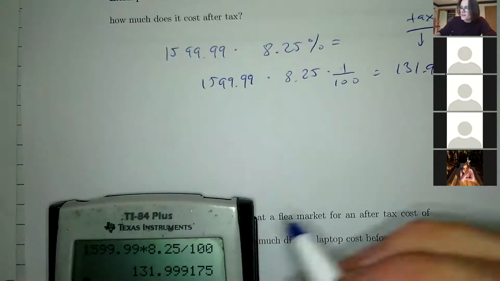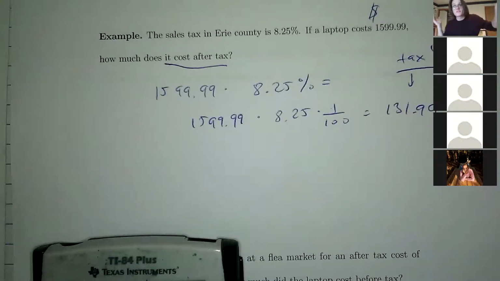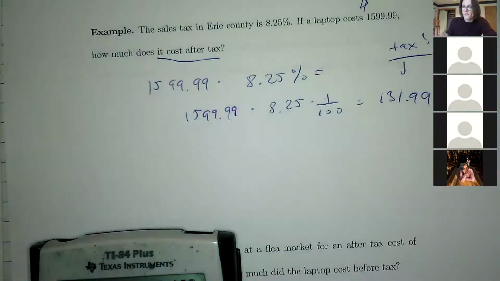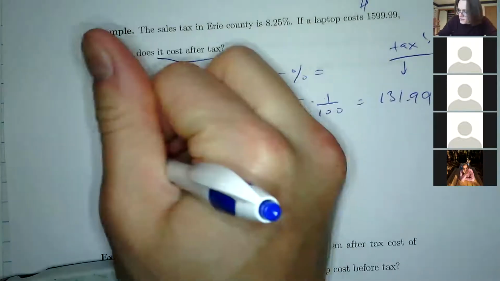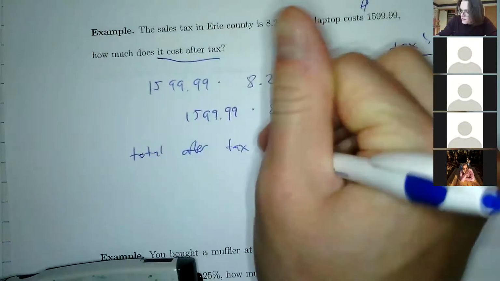So now it says, how much does it cost after tax? When people say, how much does it cost after tax, they want the whole thing, what you're going to pay at the counter, right? So I'm going to take that tax, add it to my initial cost, or whatever the sales price of the laptop was. So total after tax cost.